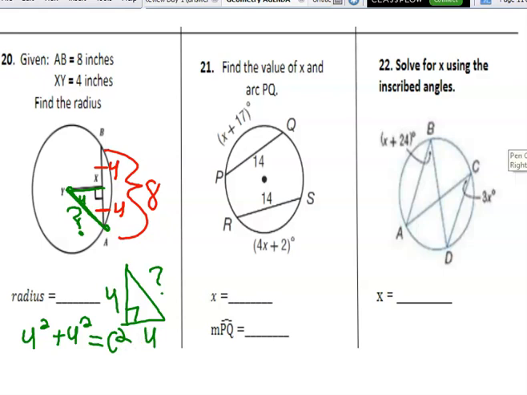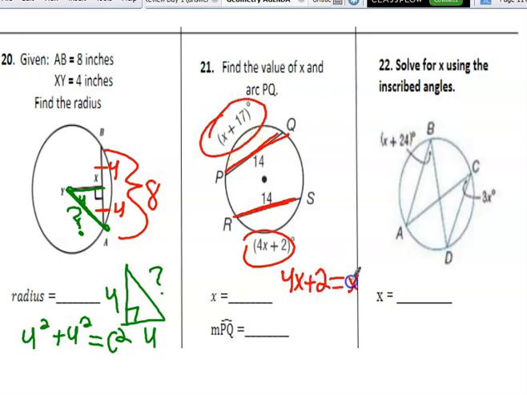All right, the next one's about chords. These are congruent. Therefore, these are also congruent. So make them equal to each other and solve it on your own. This review video is just to kind of get you set up. So solve for x, and then you're going to plug it back into that one. So x plus 17. Solve for x, move it over, solve for x and plug it in.